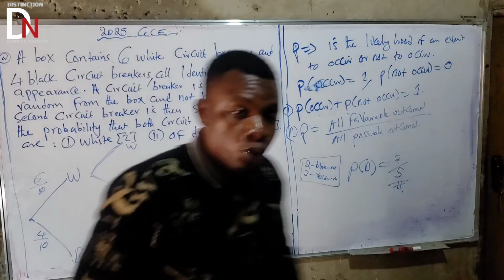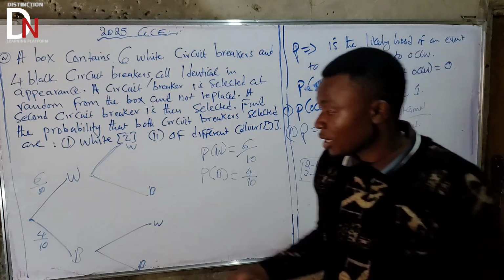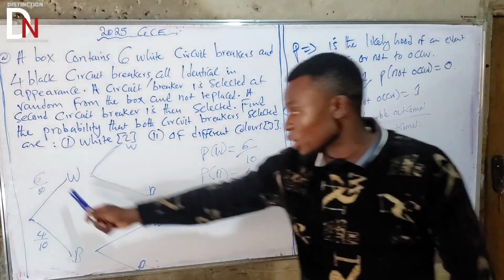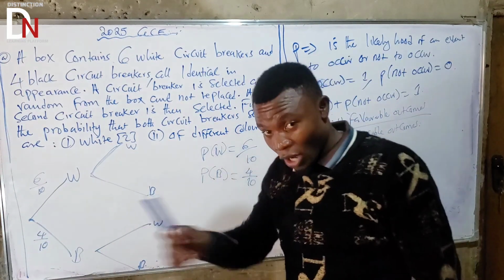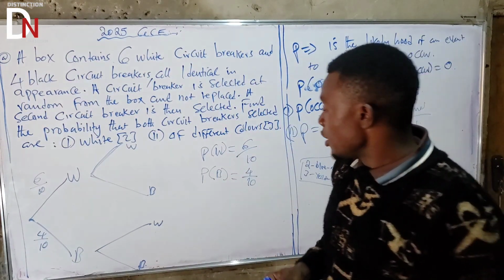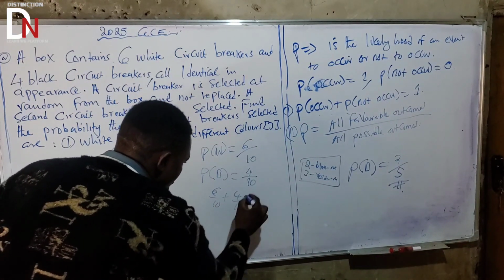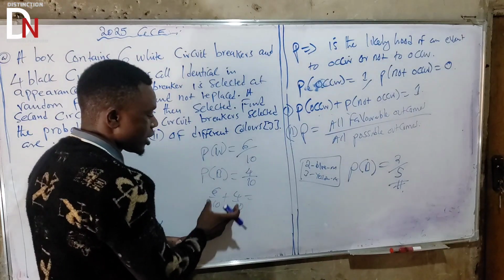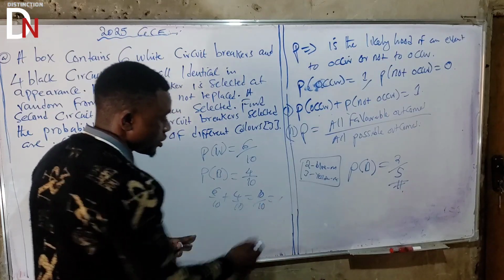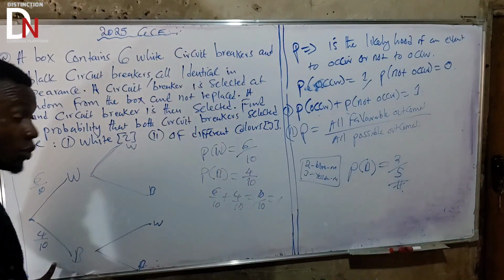So in order for you to know that you're doing the correct thing, if we add this plus that, you're supposed to get 1. If you can't get 1, it means you are wrong. What does it mean? If I add 6 out of 10 plus 4 out of 10, since the denominators are the same, I can just add up the numerators. 6 plus 4 is 10 out of 10, and this is 1. And once I get this, it implies I'm doing the correct thing.